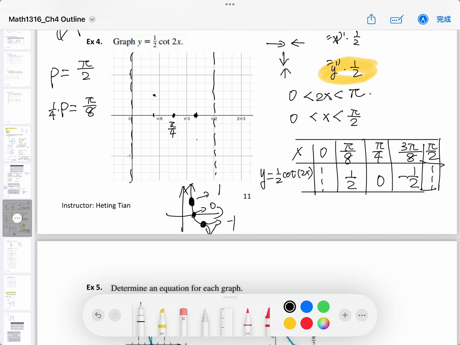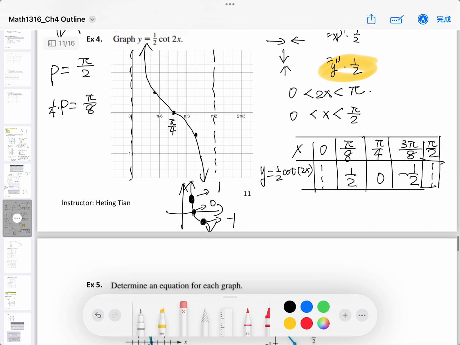0 and -1/2. Okay. Let's connect them with a smooth curve. This is cotangent. Going up and going down. Okay. Let's see the next example.